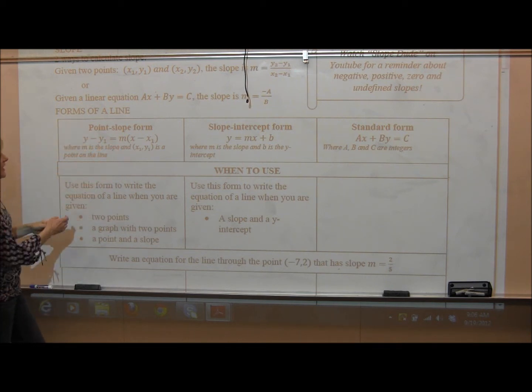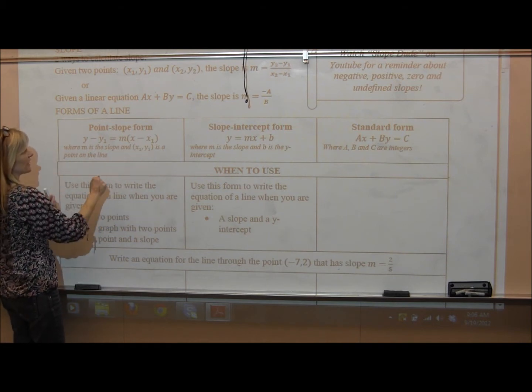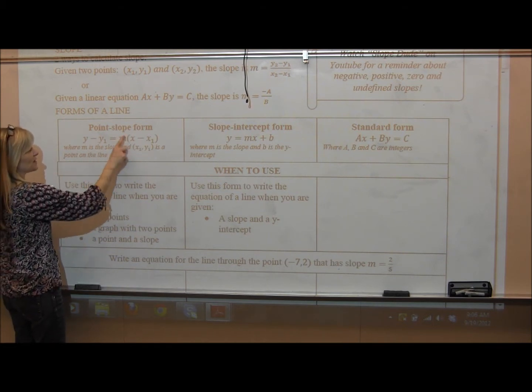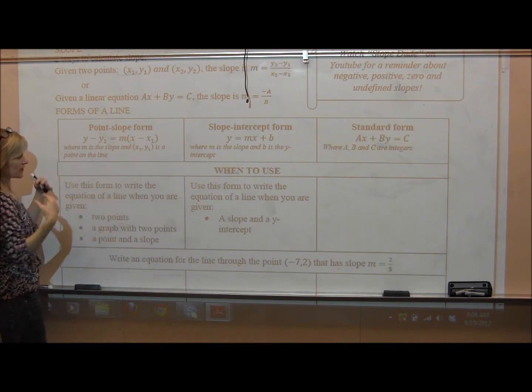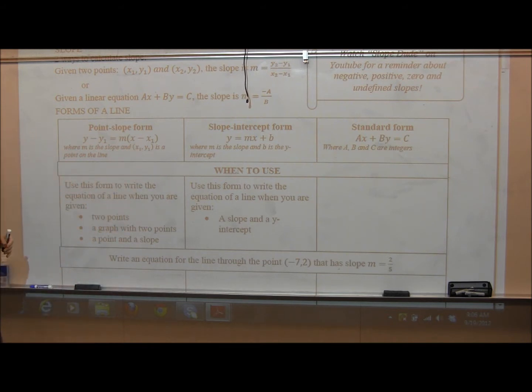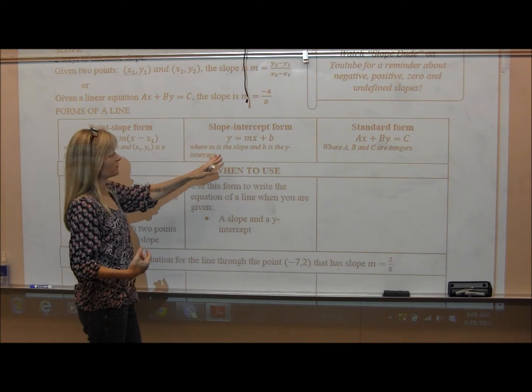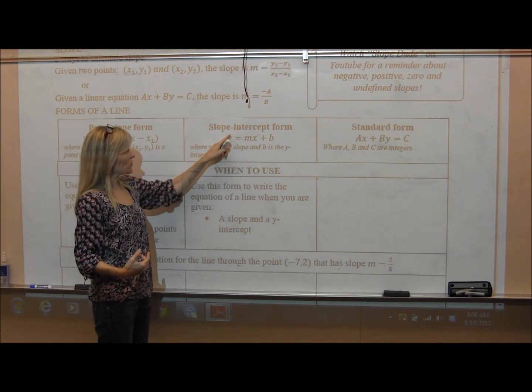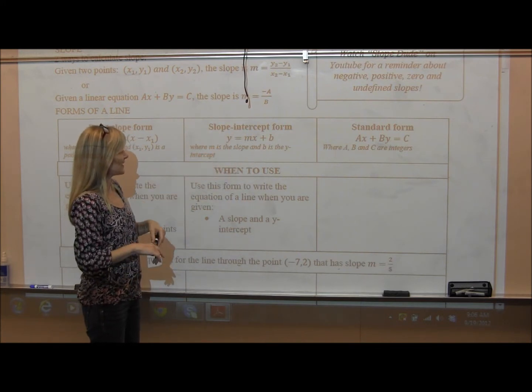M is the slope, and x1, y1 is a point on the line. Okay? And you need to remember to keep your negative signs straight. We're going to do an example. And then slope-intercept form. This is where we learned to solve for y back in Algebra 1.